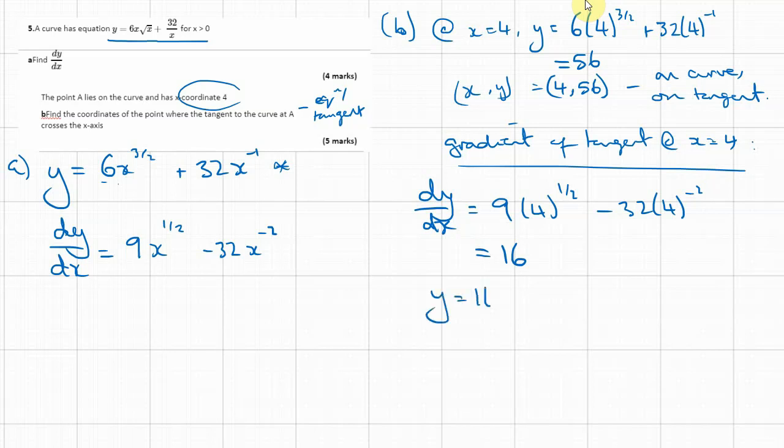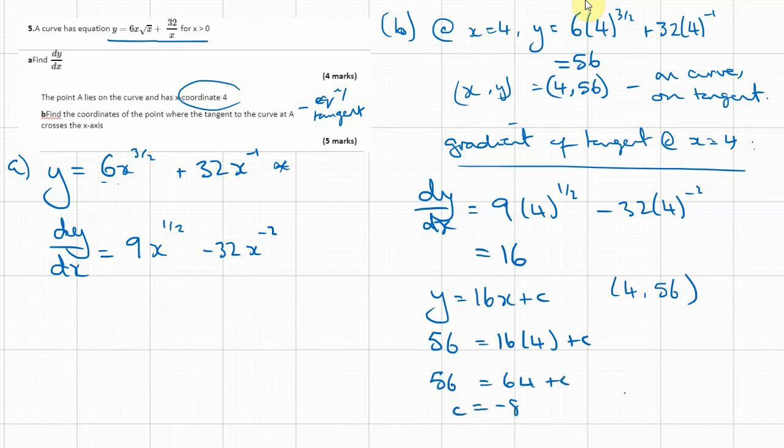So we've got a gradient and a point. We can say y equals 16x plus c, and then we know the coordinate is (4, 56), so 56 equals 16 times 4 plus c. 56 equals 64 plus c, c equals minus 8. So therefore the equation of our tangent is this.